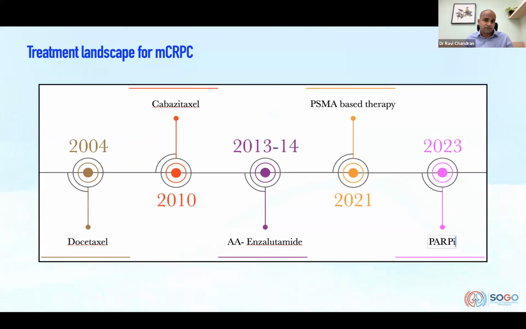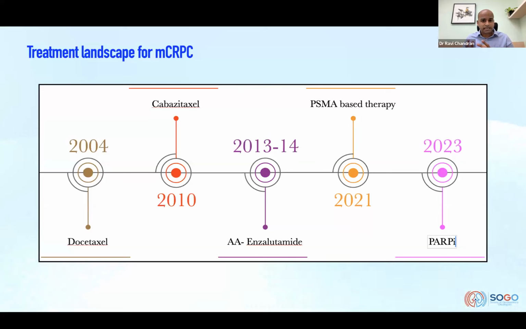But come 2004, with two trials, SWOG and TAX327, docetaxel entered the scene, showed a huge OS benefit, and then there was no looking back. Docetaxel occupied center stage and was beneficial for most of the CRPC setting. From 2004 till almost a decade, till about 2013 or 2014, there was hardly any development except for cabazitaxel showing some benefit for patients. For almost a decade, it was just docetaxel, with cabazitaxel in between.